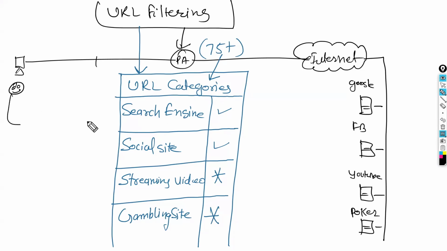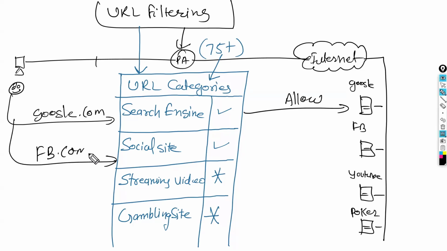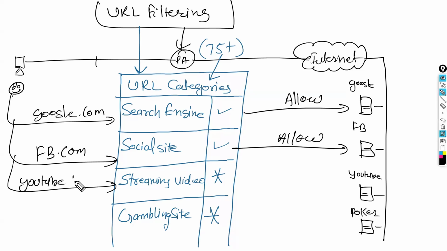Now what will happen when the user sends a request? For example, the user is sending a request that I want to communicate with Google. That will come to Palo Alto. Before sending it, Palo Alto will check the URL. The URL is which one? Google.com, which belongs to search engine. Now that is allowed, so Google access will be allowed here. Same here, Facebook.com access will also be allowed. But when the user sends a request, I want to go to youtube.com, then this request will be blocked by the firewall because it is not allowed. Same here, your poker.com access will also be blocked.